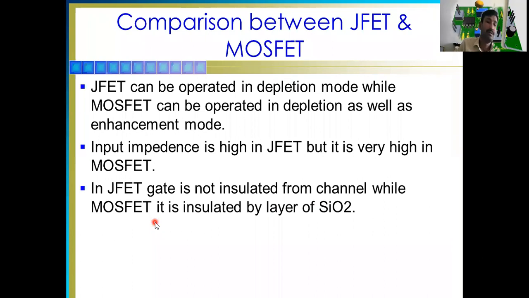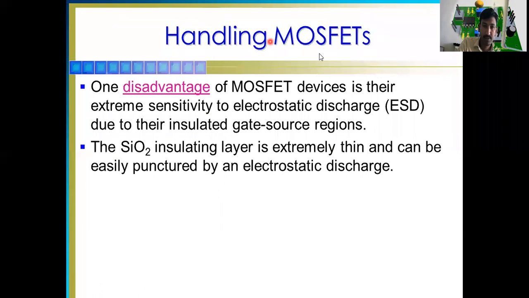Okay, so in JFET the gate is not insulated from the channel, and here the MOSFET is insulated by a layer of silicon dioxide. This is some of the differences, not all. Now the one major disadvantage of MOSFET devices is their extreme sensitivity to electrostatic discharge due to their insulated gate and source region. This is its only disadvantage: extreme sensitivity to electrostatic charge discharge.